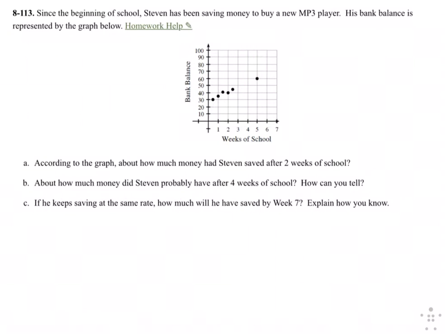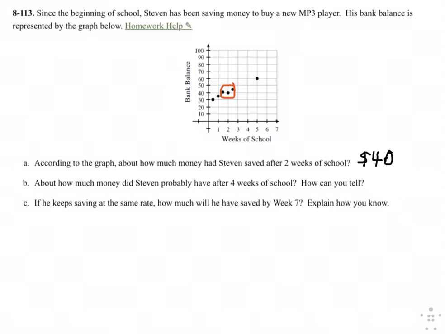Okay, for 113, they show a graph of somebody saving money. And A says, according to the graph, how much money had Stephen saved after 2 weeks of school? So we just need to look. Here's 2, right? So here's the point for 2 right there, in the middle there. So clearly, after 2 weeks, it looks like he has about $40. About $40. It's hard to tell exactly, but it looks like it's right on the 40.